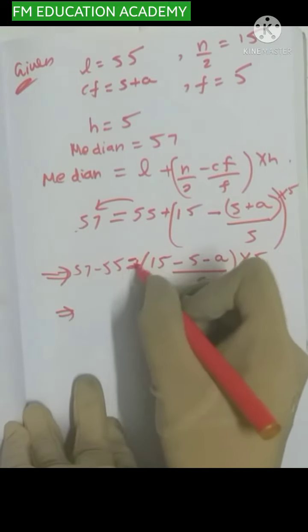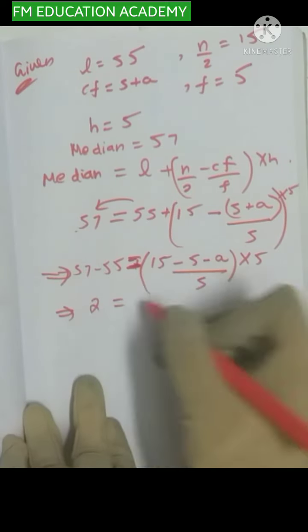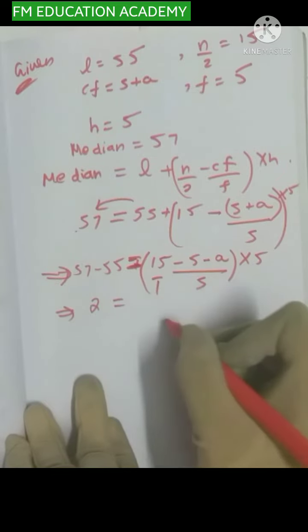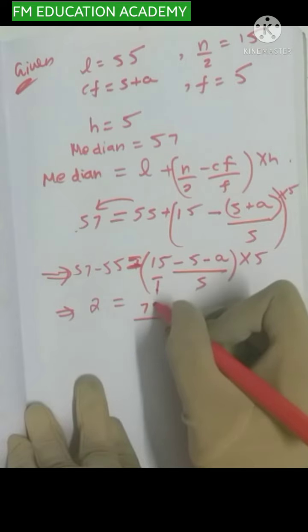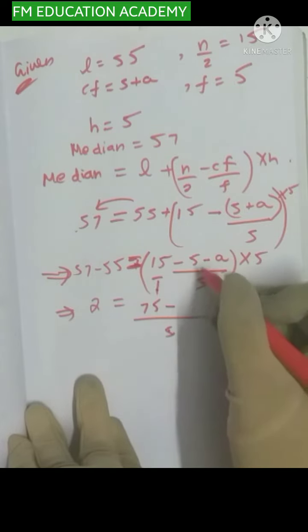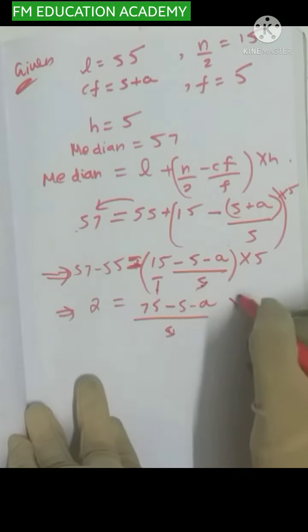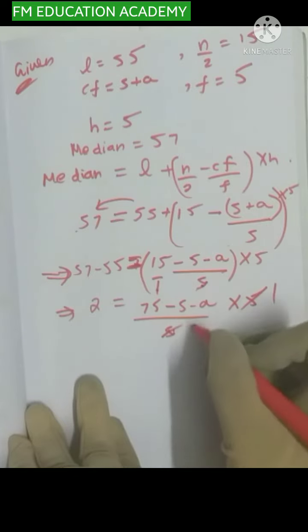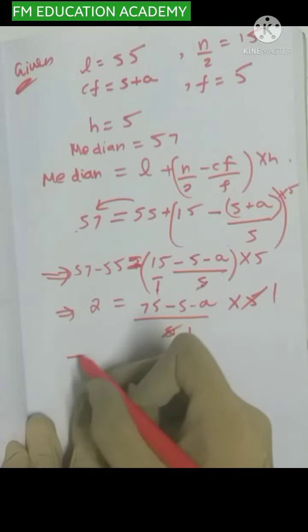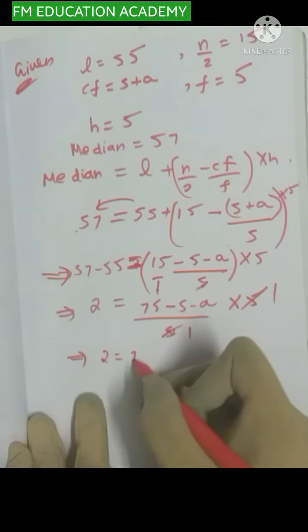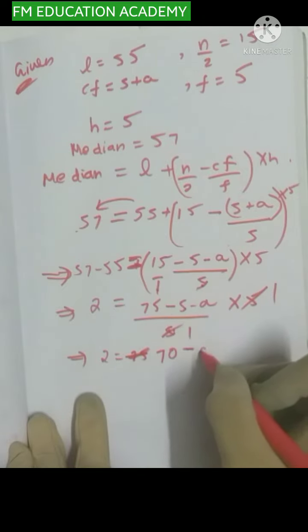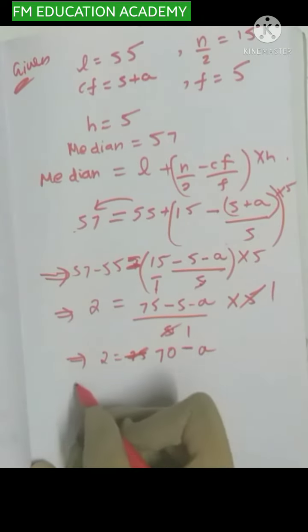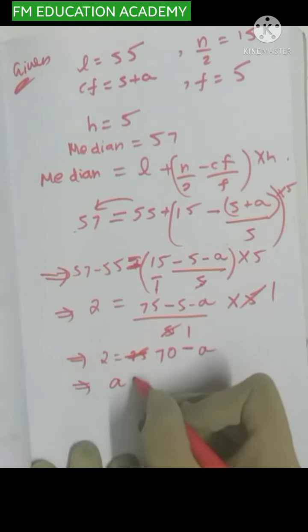57 minus 55 is 2. Take the LCM of this. LCM of 5 and 1 is 5. 5 divided by 1 is 5, 5 into 15 is 75. Minus, 5 divided by 5 is 1, 1 into minus 5 is minus 5. 5 divided by 5 is 1, 1 into minus A is minus A, into 5. 5 ones are 5. So we get 2 is equal to 75 minus 5. What is 75 minus 5? 70. So 70 minus A we have. Here we can get the value of A. Sending this minus A to that side, it becomes plus A.